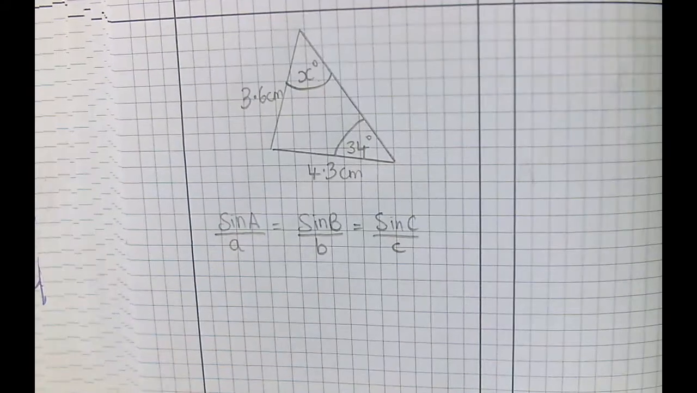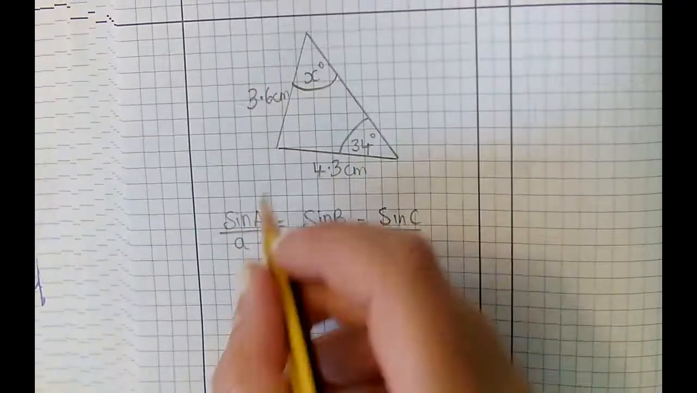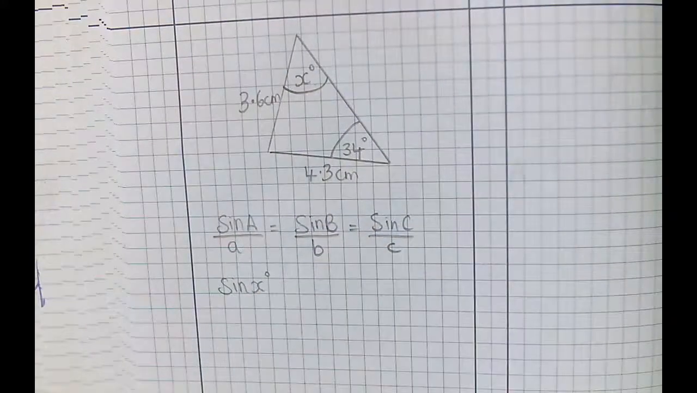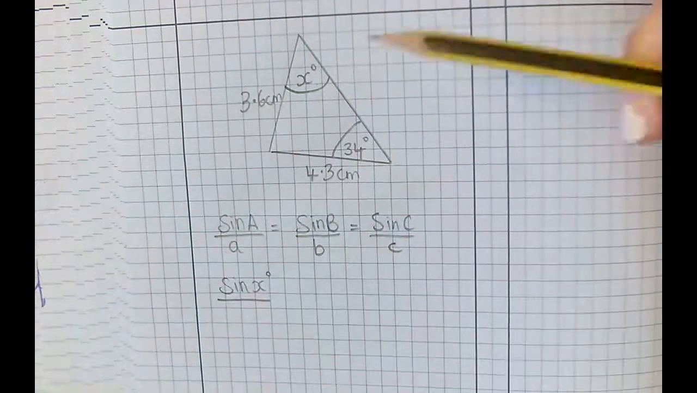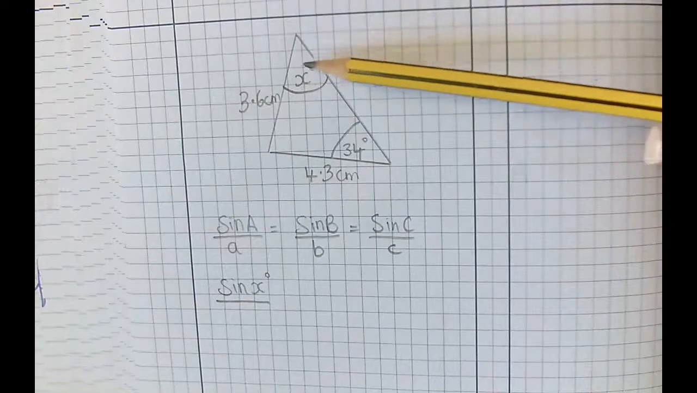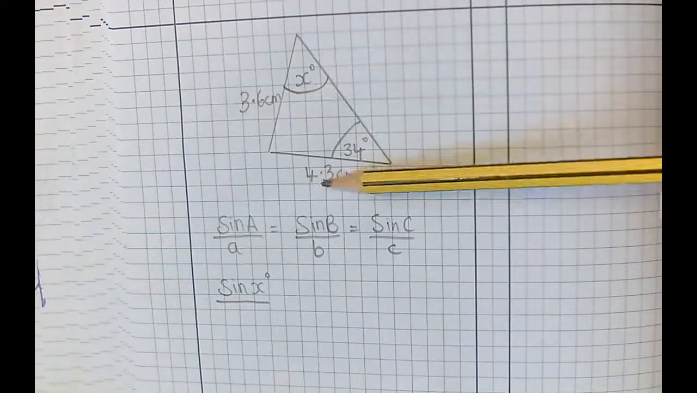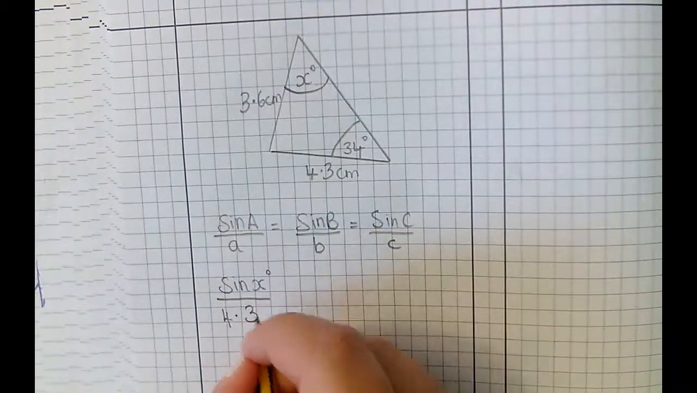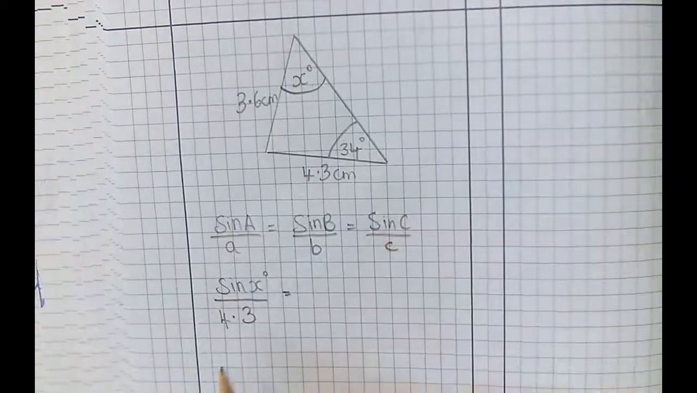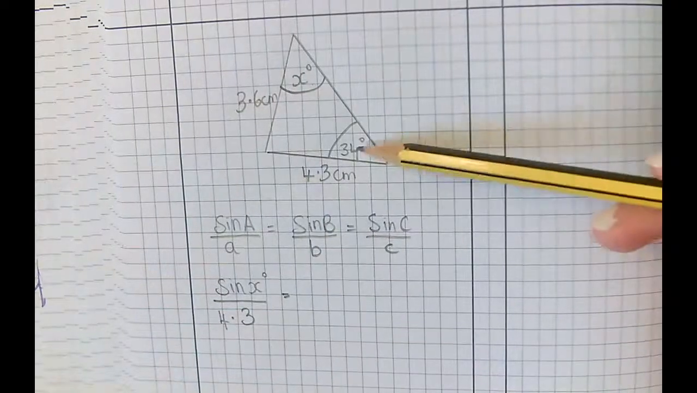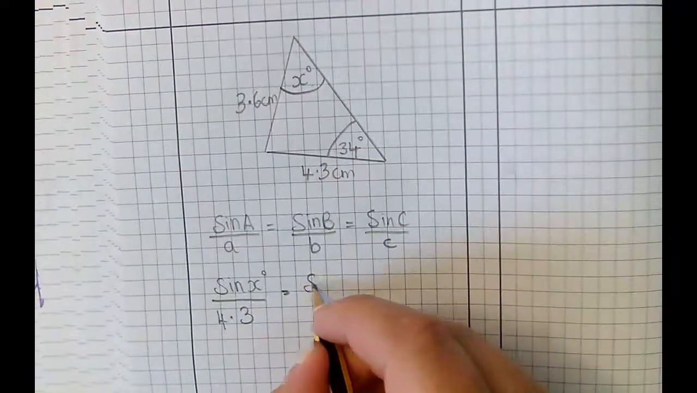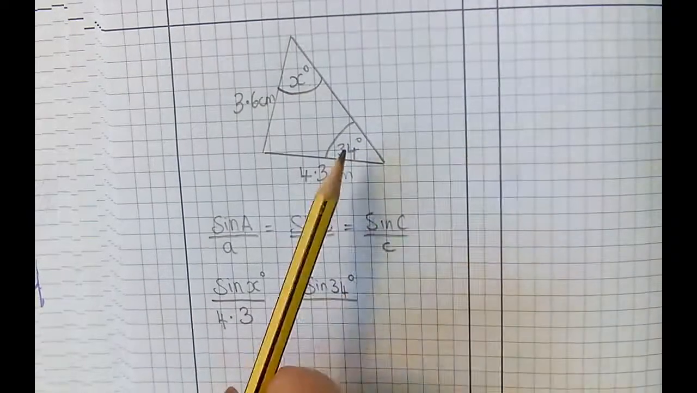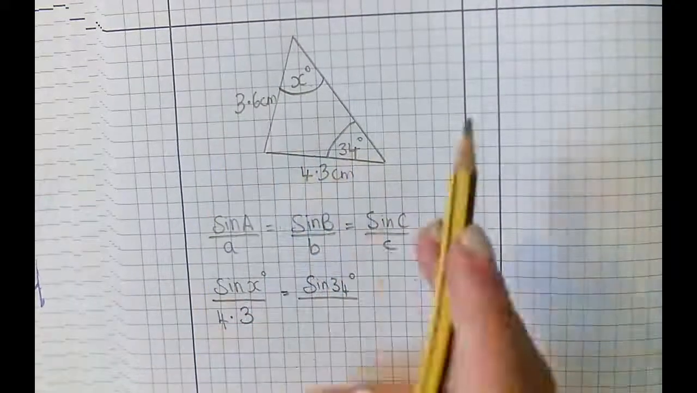So start with sine of x, because that is my angle and that's what I want to find out. Sine of x degrees divided by, so x is here, and the side directly opposite x, so I want 4.3 centimetres in my denominator. So that is going to give me the same answer as doing sine of 34 degrees divided by the side that is opposite it, which is 3.6.